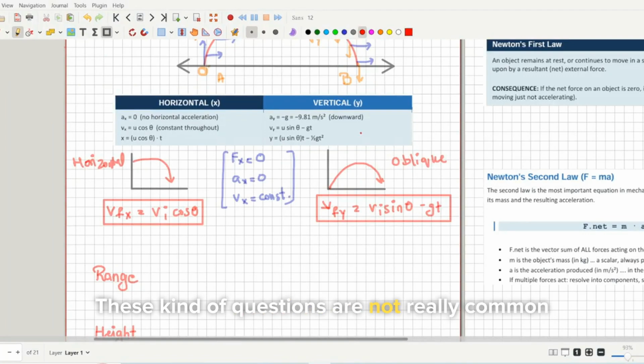These kinds of questions are not really common in IMAT. Projectile motion is not to be gone into in really great depth or detail, so we are going to remain on the surface level. We will discuss things that are not really hard and are easy to memorize.